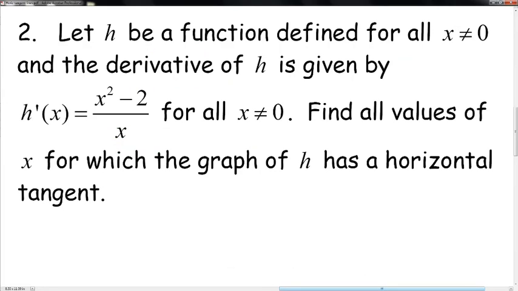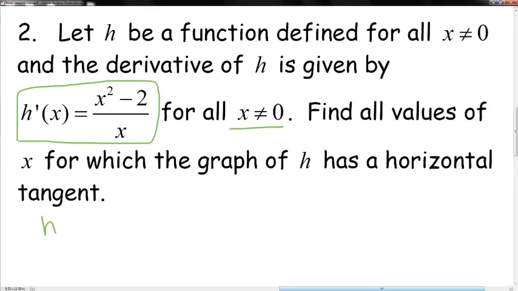All right, number 2, let h be a function defined for all x not equal to 0, and the derivative of h is given by h prime of x is equal to x squared minus 2 over x for all x not 0. Find all values of x at which the graph of h has a horizontal tangent. And so my only restriction is x can't be 0. They gave me my derivative. And so what I have to worry about is just setting my numerator equal to 0.